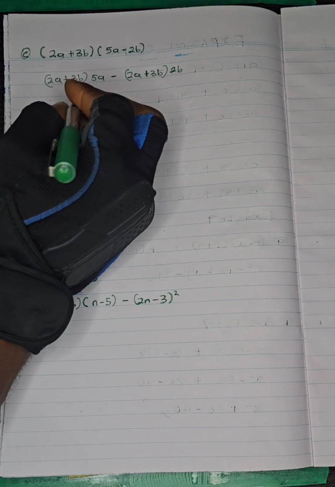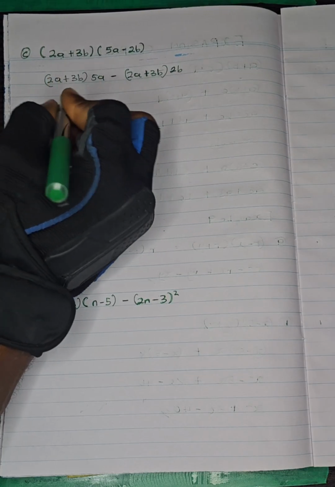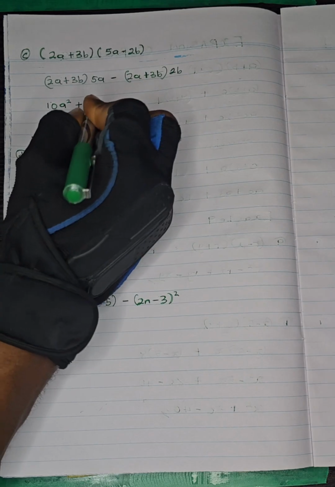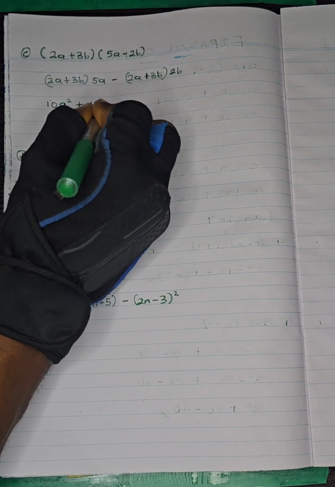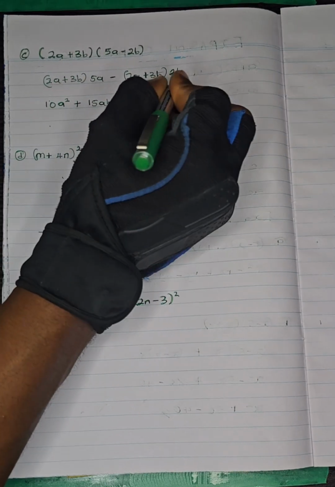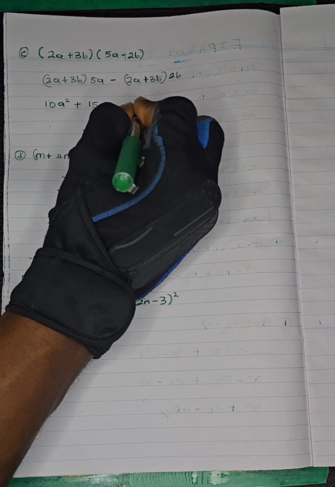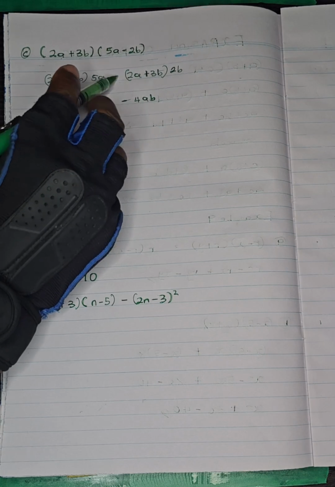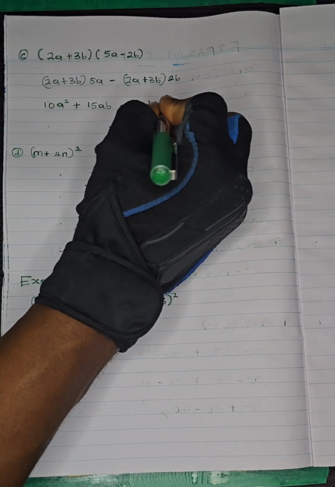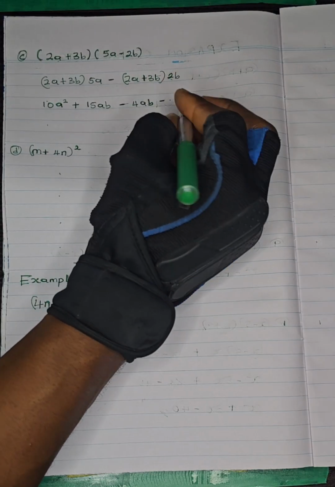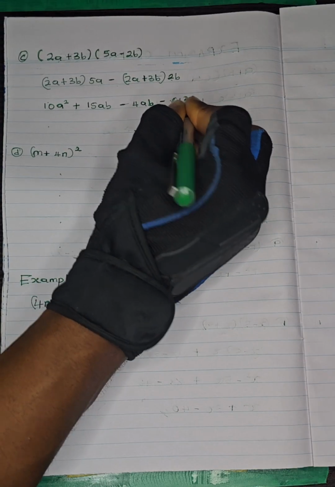We are going to have 5a multiplied by 2a, that will give you 10a squared, plus 5a multiplied by 3b, that will give you 15ab, minus, now we have a minus sign, 2a multiplied by 2b, that's 4ab. Mind you, this minus will also multiply all the signs here. Minus multiplied by plus is still giving me minus. So the second one will also still be minus. Be careful about the signs. 2b multiplied by 3b, that's 6b squared. So this is our answer.